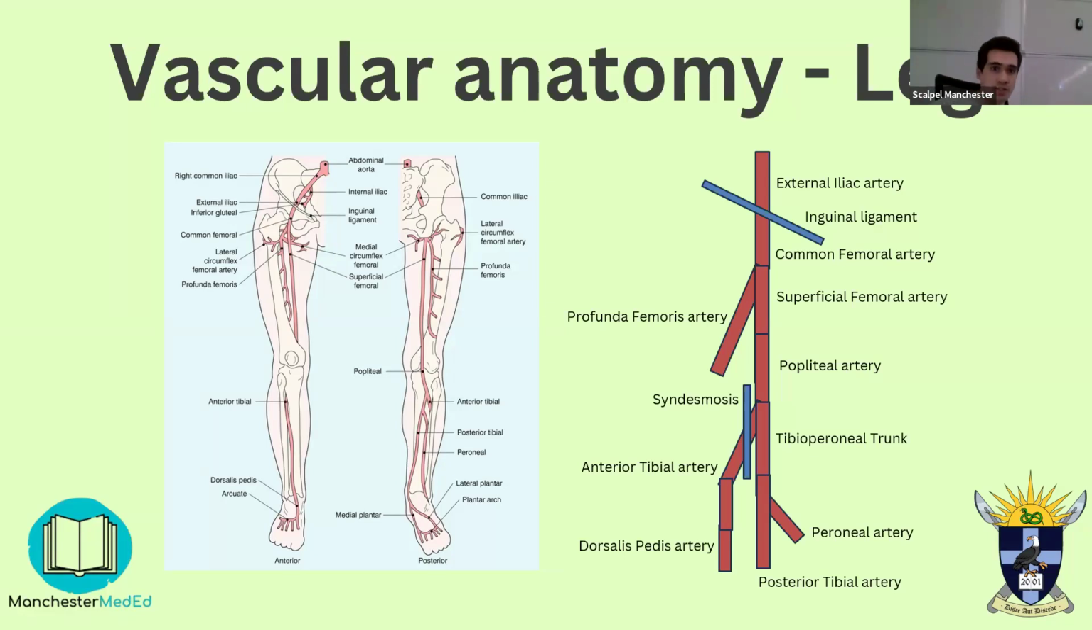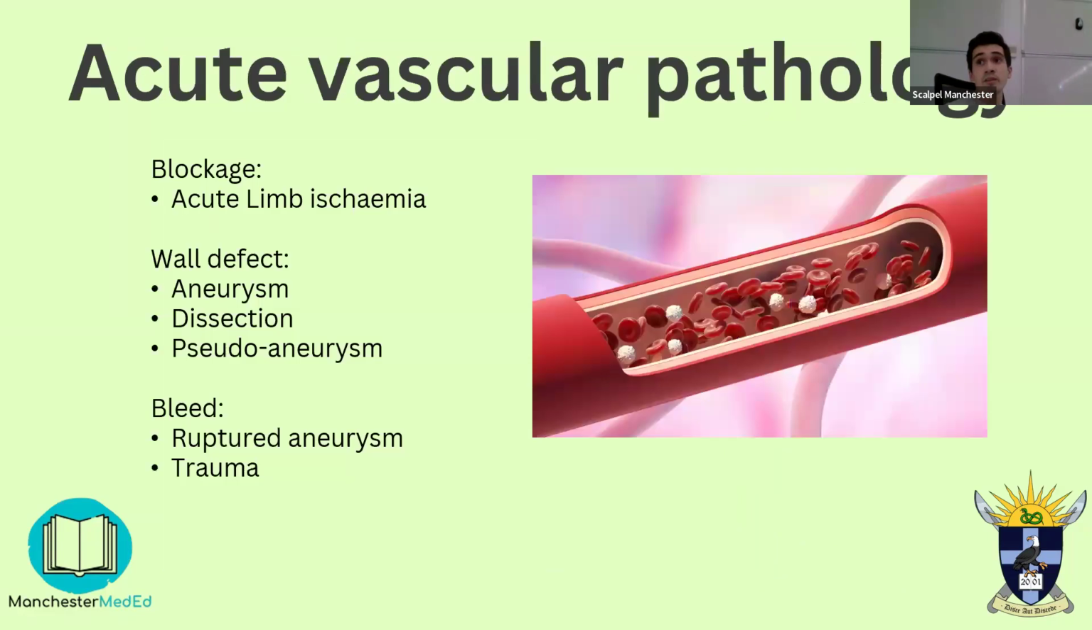And if you can remember that structure, that will see you through all the vascular quizzing that you will ever need to know in theatres or on the ward. So, acute vascular pathology. These are the major areas of acute vascular pathology that I want to focus on. You can have blockage, that's acute limb ischemia. You can have wall defects, so aneurysms, dissections, and pseudoaneurysms. And then you can have bleeds, and bleeds usually come in the form of ruptured aneurysms or trauma.